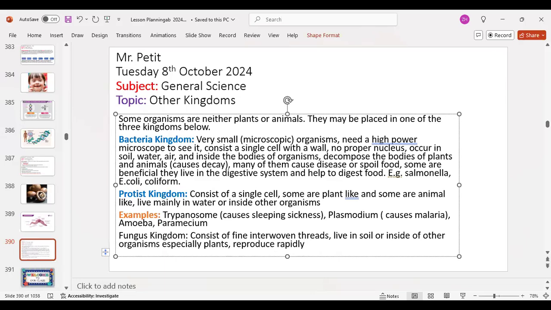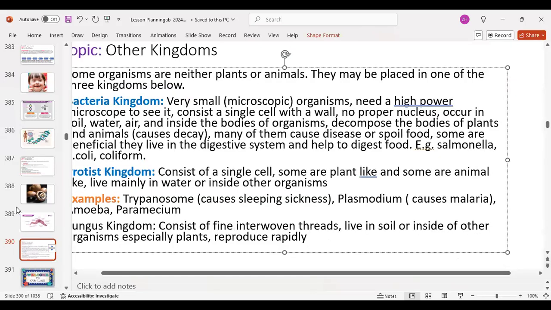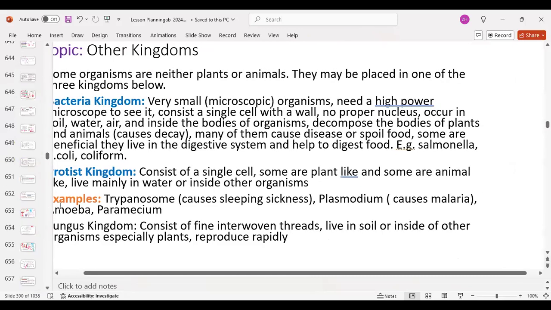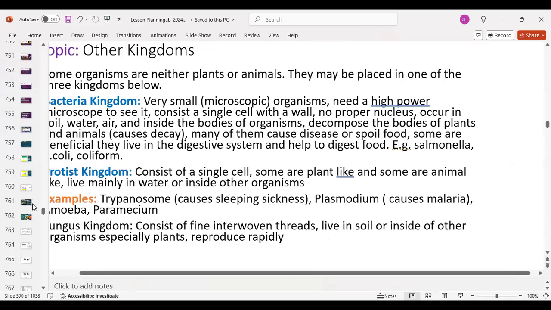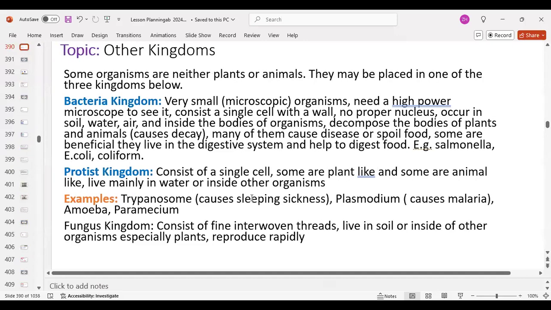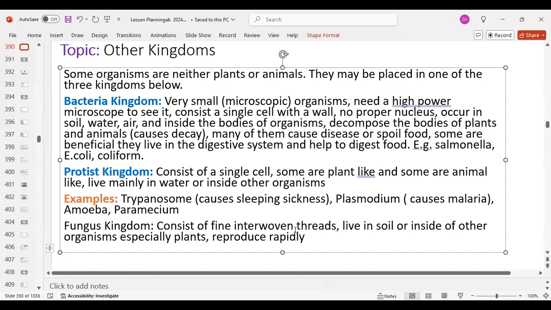Yeah, they reproduce. The screen bigger, please. Screen bigger as much as I can.